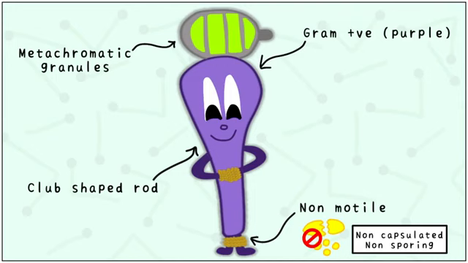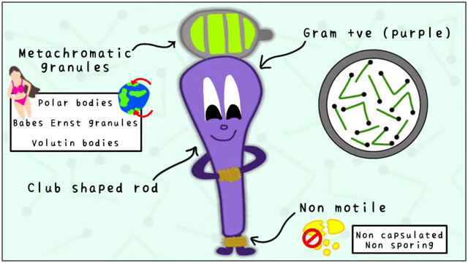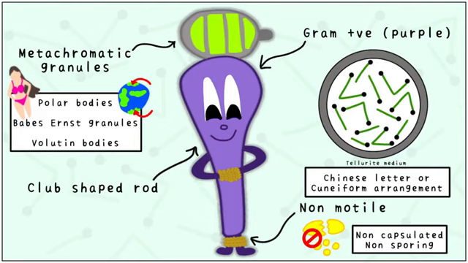These are also called polar bodies, since they are found at the poles, or Babes-Ernst granules, like the Babes brothers, or volutin bodies. Another identifying feature is its appearance when cultured on tellurite medium. It forms a Chinese letter pattern, also called cuneiform arrangement.